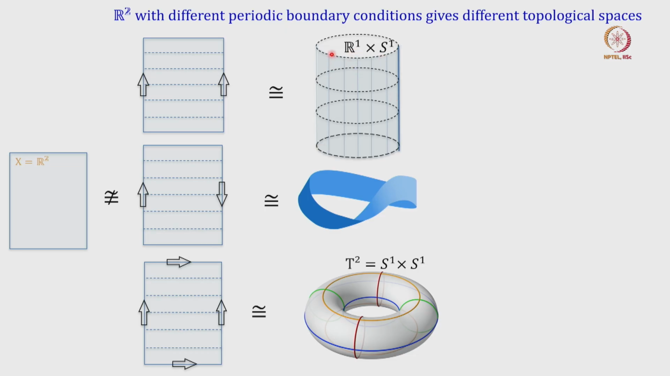At every R1, every point I have a circle, right. This is a Cartesian product. In the second case, I give the boundary condition, but in a reverse way. So, every point here is not equal to this, which was the case here, but equal to this one. So, now if I want to wrap it, I have to give a twist.